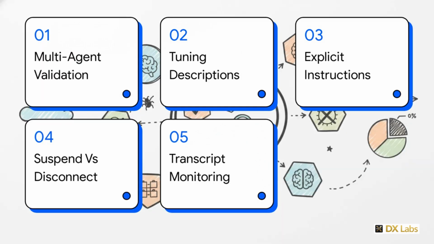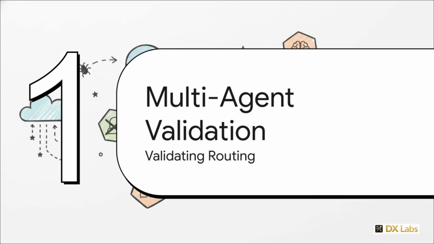To get there, we're going to walk through 5 crucial operational stages today: multi-agent routing validation, tuning agent descriptions, explicit orchestrator instructions, suspend versus disconnect, and finally, cross-agent transcript monitoring. Let's dive right into phase 1. Section 1, multi-agent routing validation.